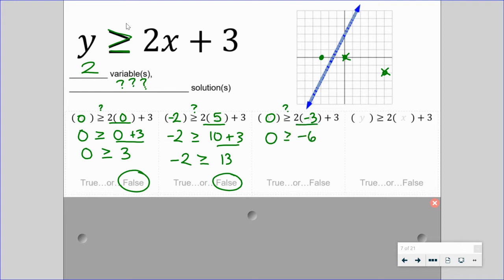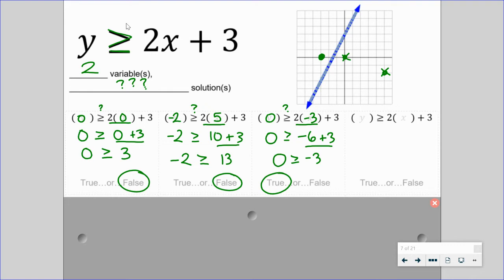2 times -3, -6. -6 plus 3 is -3. Hello, 0 is in fact greater than -3. This one's true. Put a little dot there and we'll leave it. We won't cross it off. Let's try something else then.